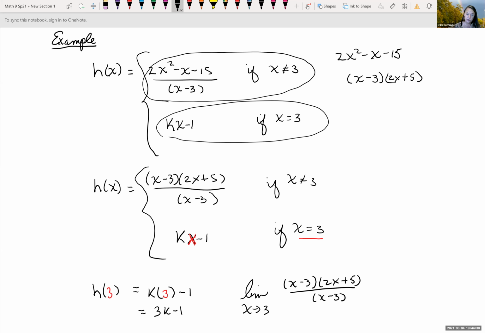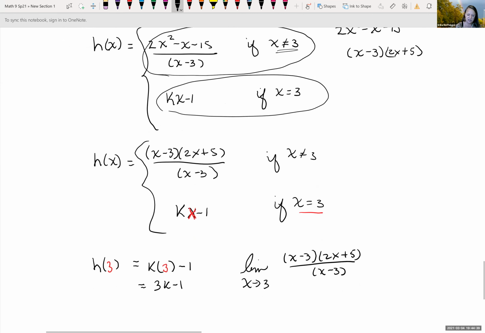If I'm approaching 3 on the right, it's a value bigger than 3, it's not 3, it's just getting closer to 3, I'd also be using that first equation. If I plugged in 3, I would get an indeterminate form. We factored it, so those cancel. Now we can do direct substitution and we get 2 times 3 plus 5. So this is equal to 6 plus 5, which is equal to 11.